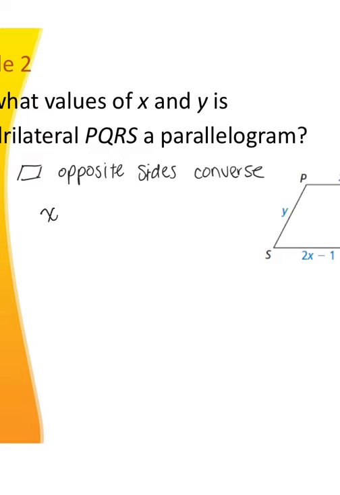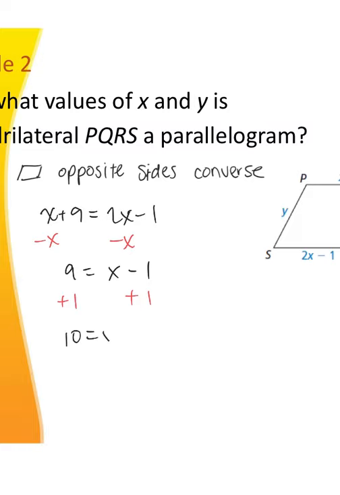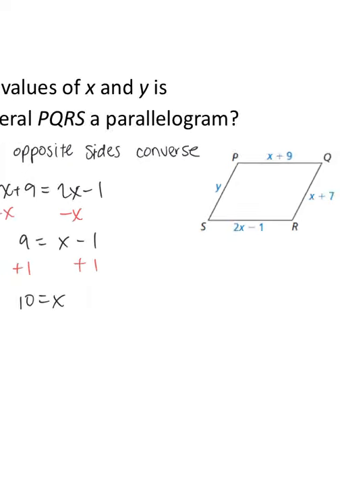So this is x plus 9 equals 2x minus 1. How do we solve this? Samantha, give it to me. Minus x, minus x. And then x minus 1 equals 9. And then plus 1, plus 1, and I got x. Good. 10 equals x. How do we find y, peeps?